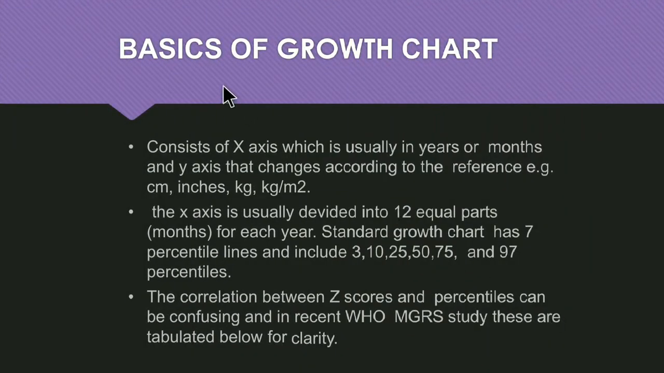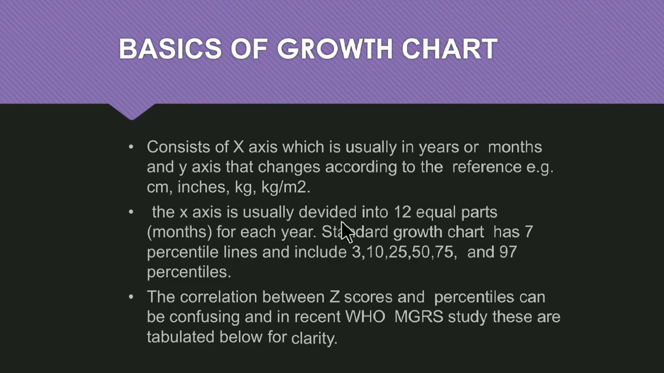So let us know some of the basics about the growth chart. Some of the things we already discussed, like on the x-axis, the age is mentioned. So the values may be either in years or in months. In the y-axis, it depends what kind of parameter has been used. If the height is used, then the value will be in centimeters or inches. If weight is used, the value will be in kg. And if the body mass index, BMI, is used, then the value may be in kg per meter square.